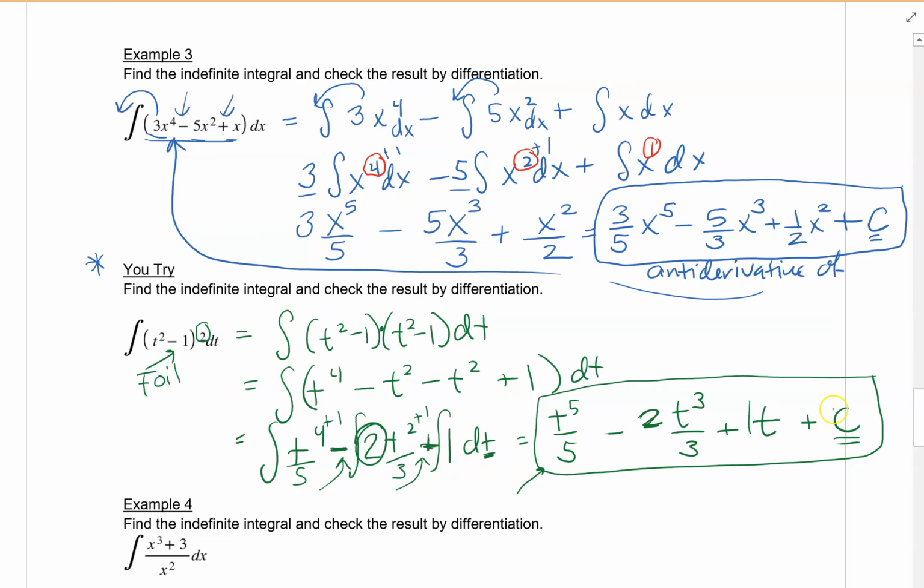So this is the function that if I took the derivative of it would equal this, t to the 4th minus 2t squared plus 1, which if you factor it equals t squared minus 1 squared.